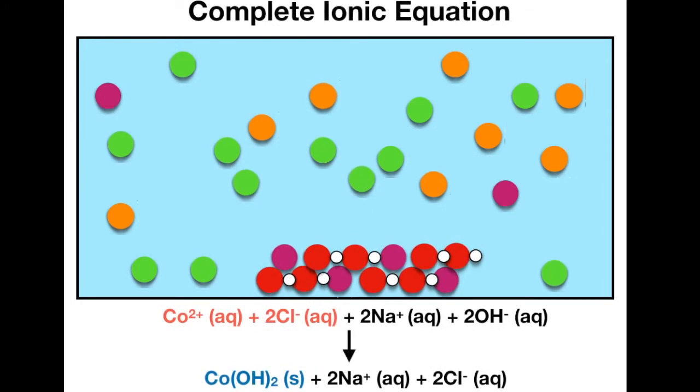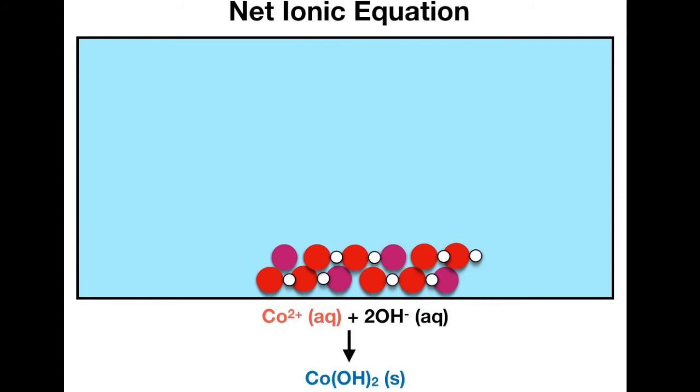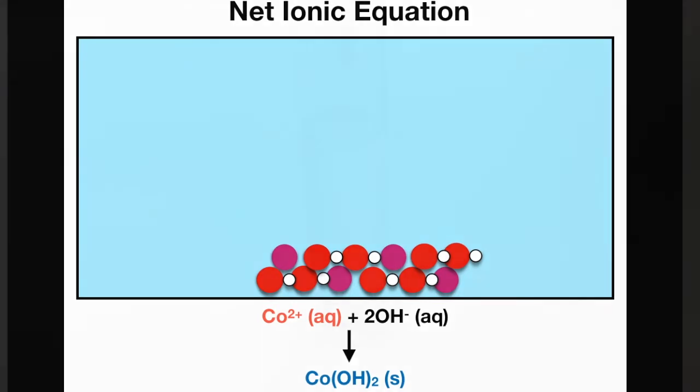Now, the complete ionic equation is shown here, showing everything, including the aqueous dissolved ions and the ions which precipitated out. The unreacted ions, aqueous ions, spectator ions, can be omitted, leaving the precipitate, and this can be shown in the net ionic equation where we've cancelled the spectator ions, and it's shown here. So cobalt plus hydroxide goes to cobalt hydroxide solid.